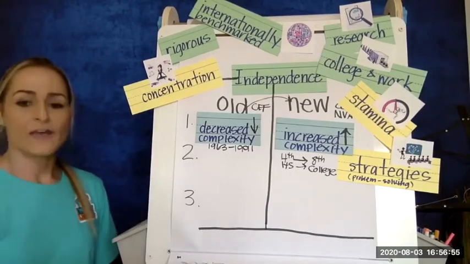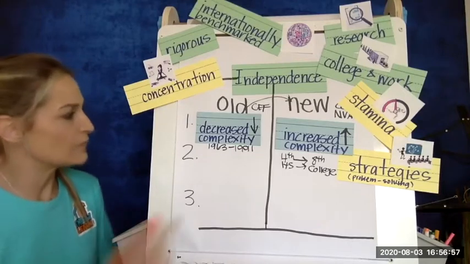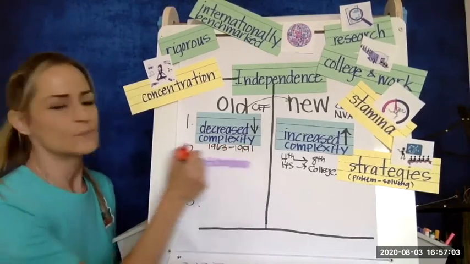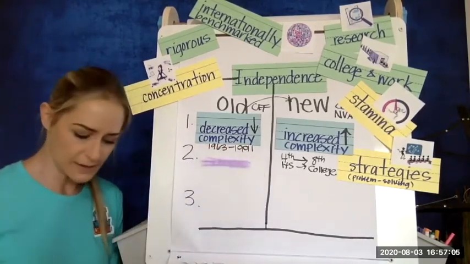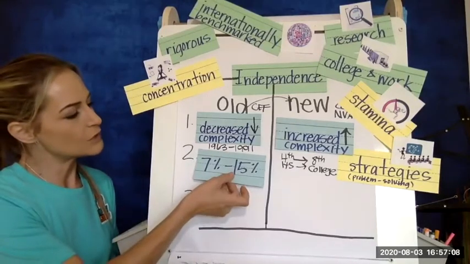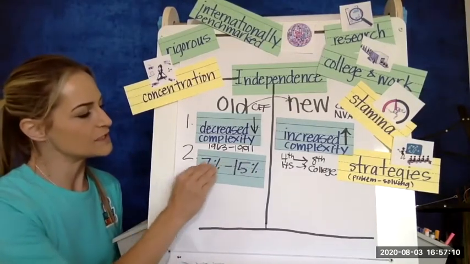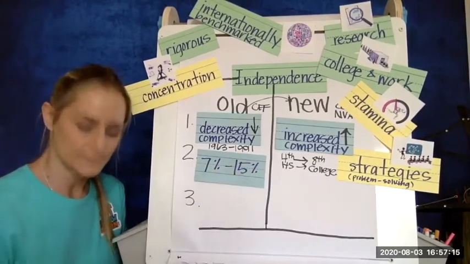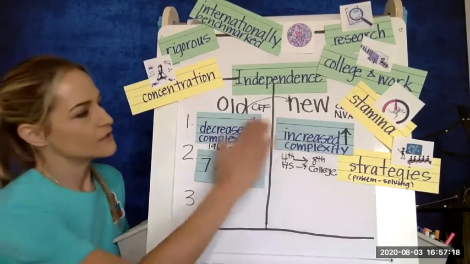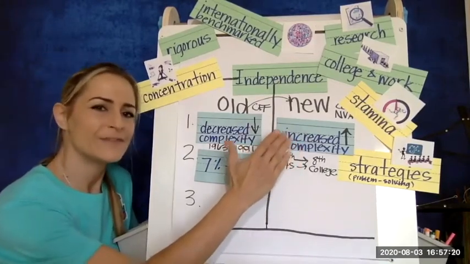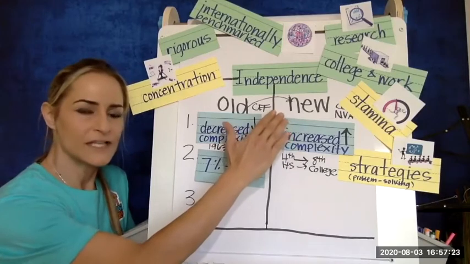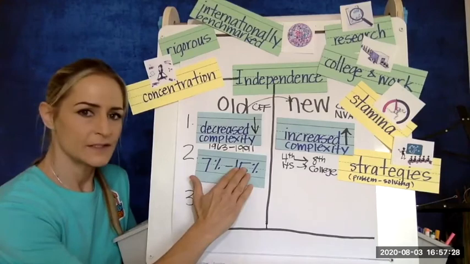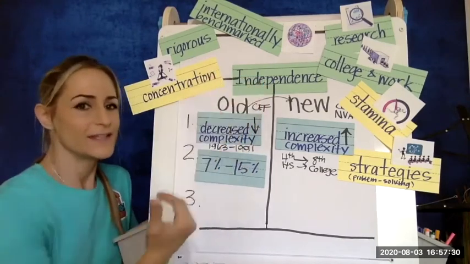So this is what they found back in the old ways from 1963 to 1991. How much were kids being exposed to informational text? Their findings were that they were only exposed to information about 7 to 15% of their day. When you get into college, they're saying it's about 95% informative text. So moving from 7 to 15% up to 95 is a huge jump.